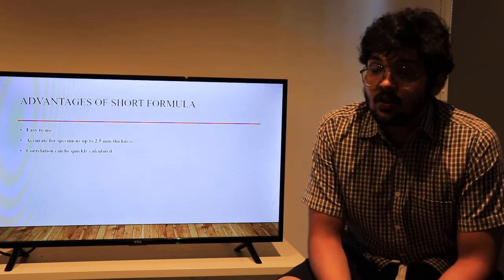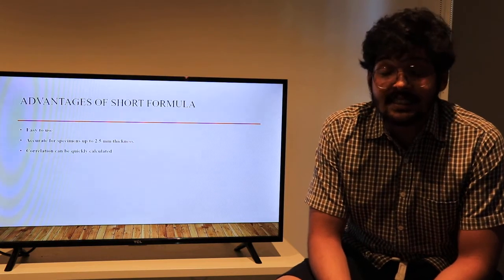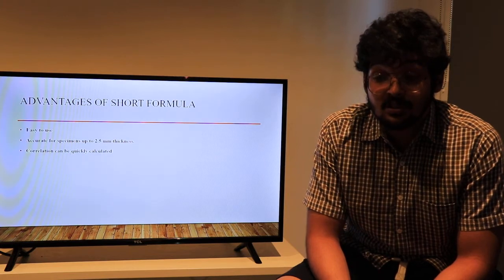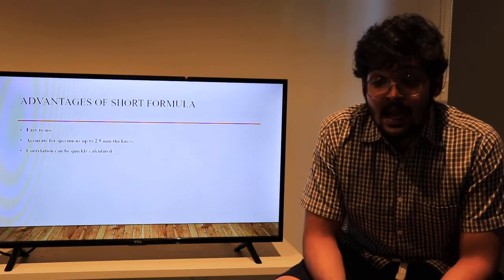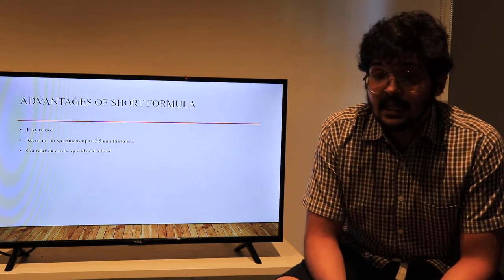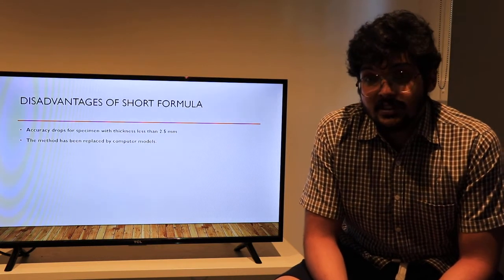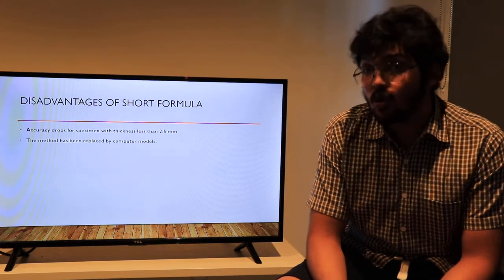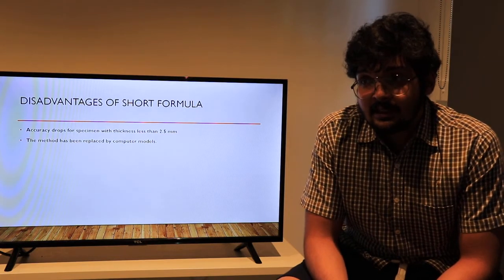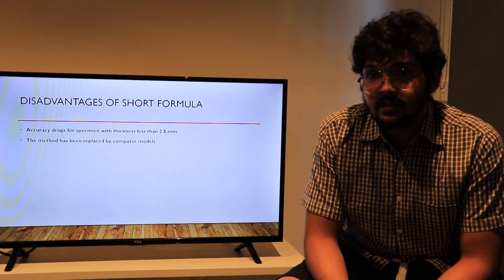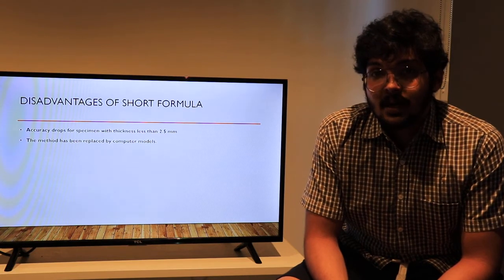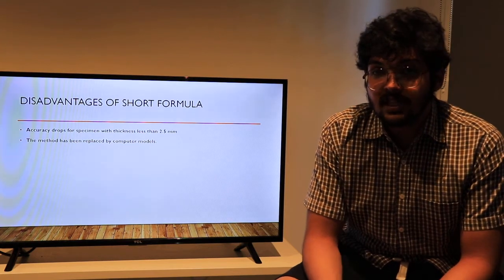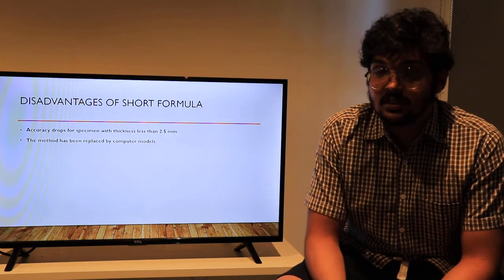Now, the advantage of this short formula is that it is very easy to use. It is accurate for specimens of a thickness of at least 2.5 mm, and the correlation can be easily and quickly calculated. The disadvantages of the short formula are that the accuracy drops if the thickness reduces below 2.5 millimeters, and that the method is slightly outdated because it has been replaced by modern models on computers, which help calculate the data for all sizes.